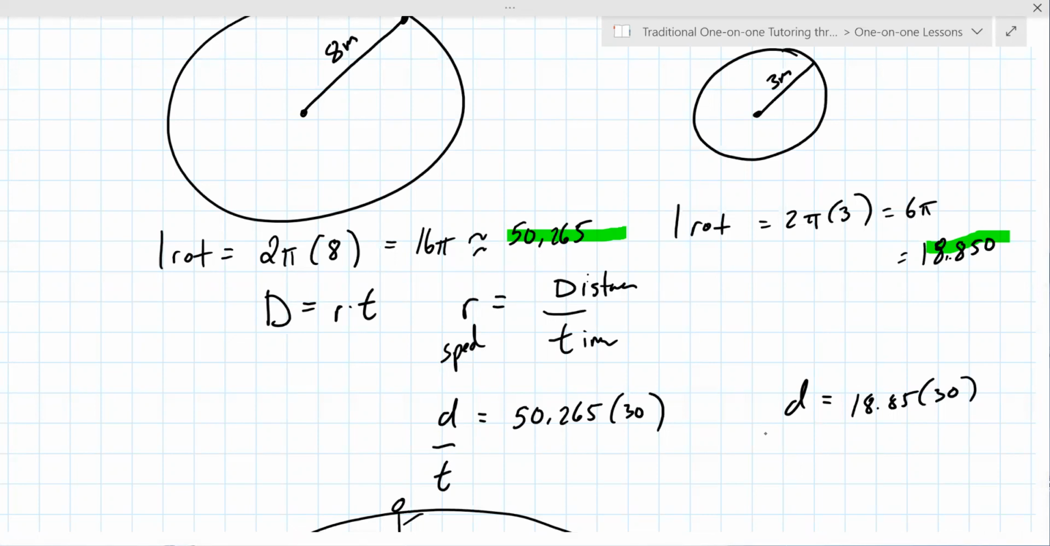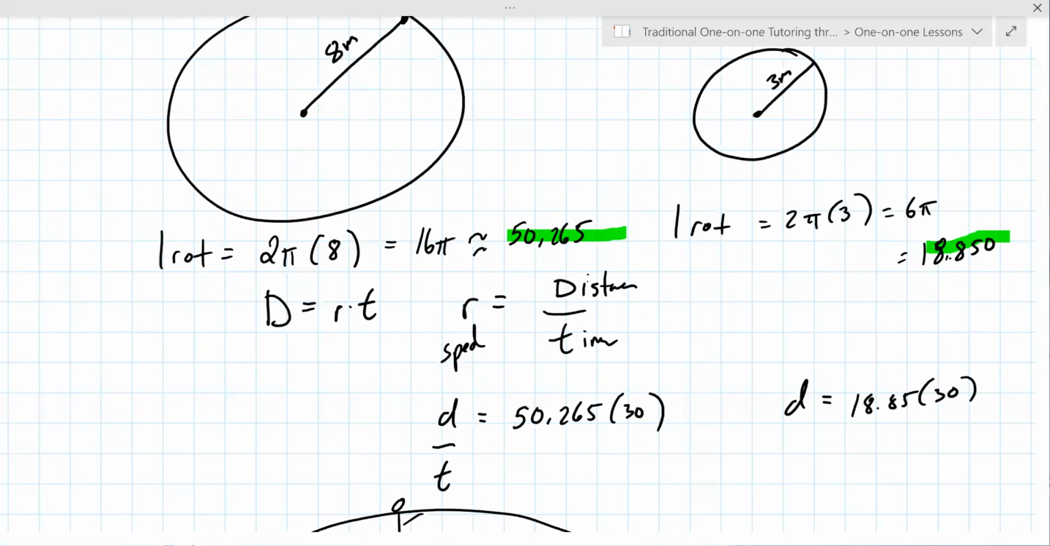50.265 times 30 should be about 1,500-ish, plus a little bit. 50.265... 1,507.95. Okay, sorry, one question. Would I just round it up to 1,508 or just keep it at the 7?